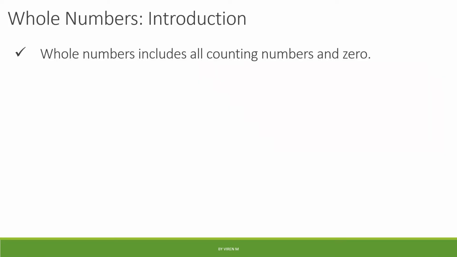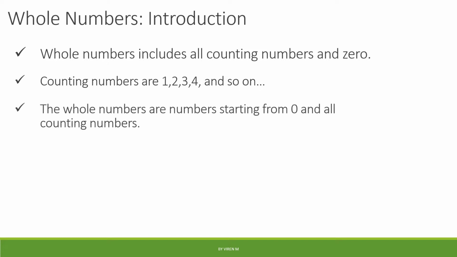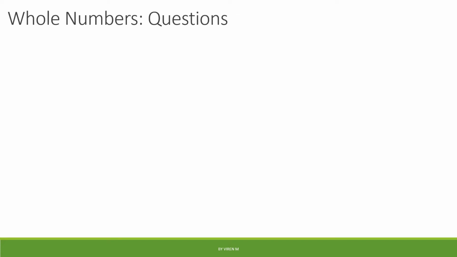As part of the introduction, whole numbers are the numbers that include all counting numbers and zero. Counting numbers are the numbers which start from 1 and go on forward: 2, 3, 4, 5, 6. Whole numbers start from 0 and then all counting numbers, that is 0, 1, 2, 3, 4, and so on. As we now know what whole numbers are, let's see some questions on the same.